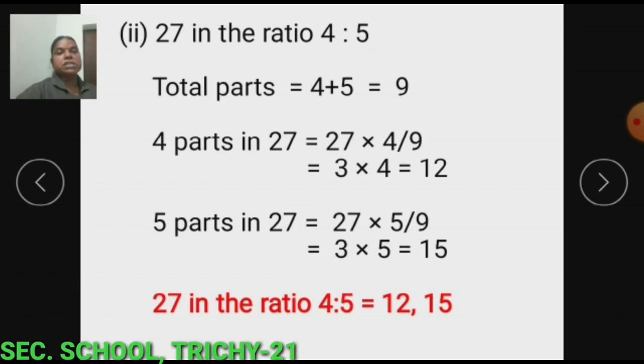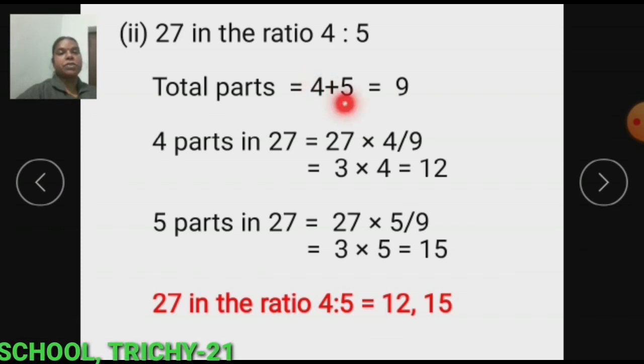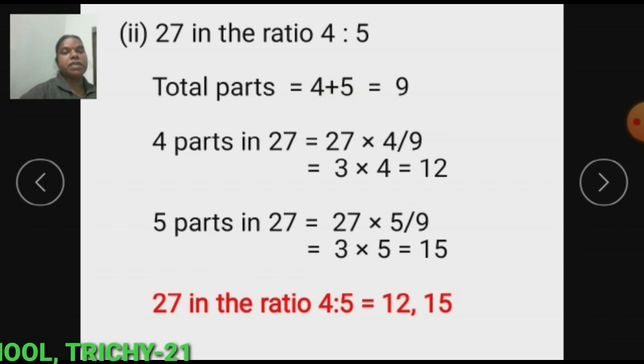Total parts of the ratio 4:5 equal to 4 plus 5 equal to 9. 4 parts in 27 equal to 27 into 4 by 9. 27 is simplified by 9, we get 3. 3 is multiplied by 4, we get 12. So 4 parts in 27 equal to 12.